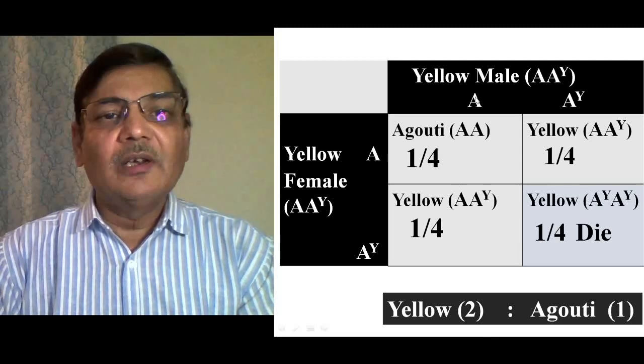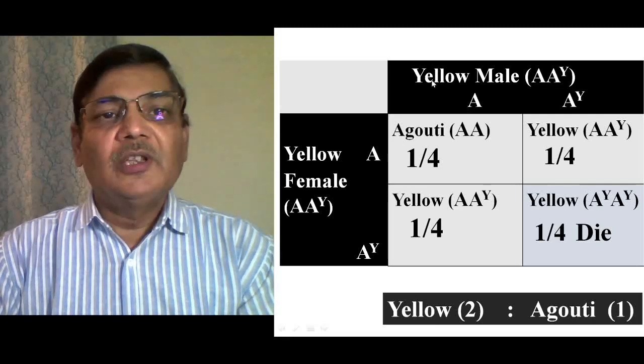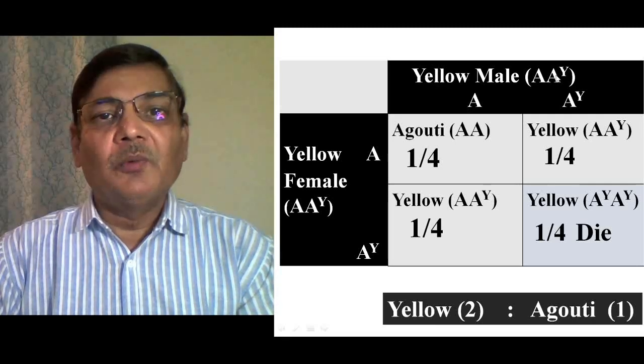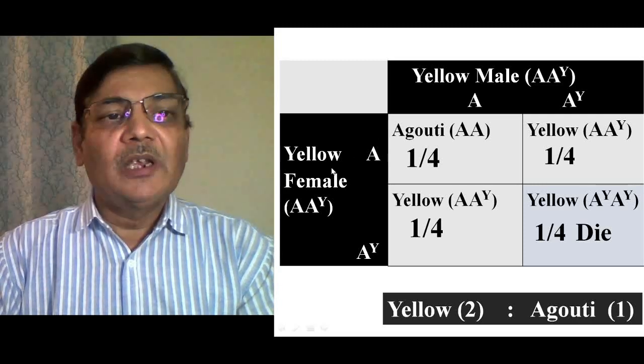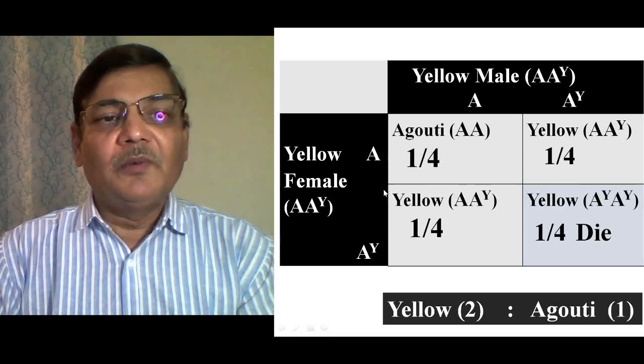You can understand this event through this Punnett square. The male individual with AAY genotype will produce two types of gametes, 50% with the A allele and the remaining 50% with the AY allele. In exactly the same way, in the female, two types of gametes will be formed, 50% with the A allele and the remaining 50% with the AY allele. Now there would be random fertilization of male and female gametes.